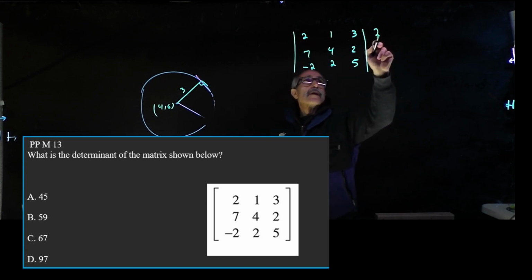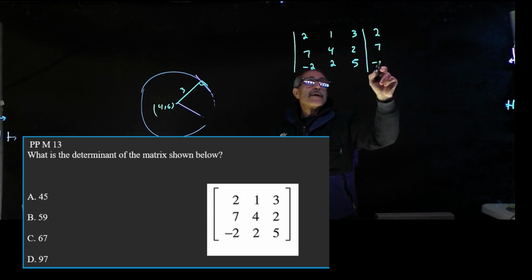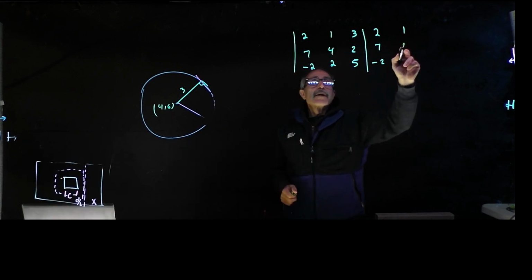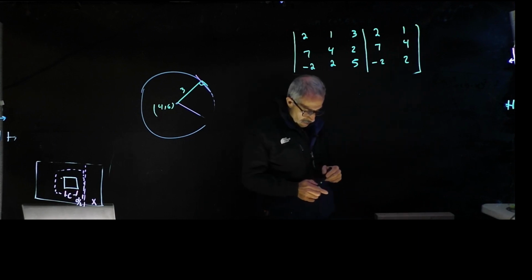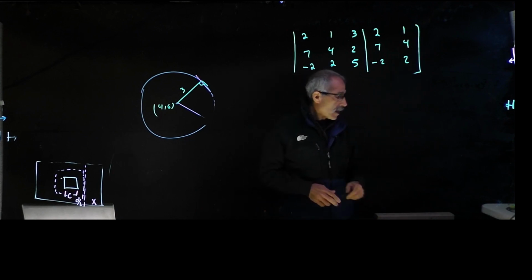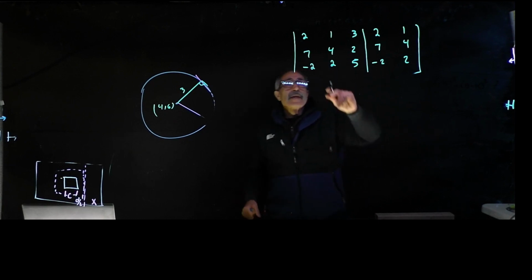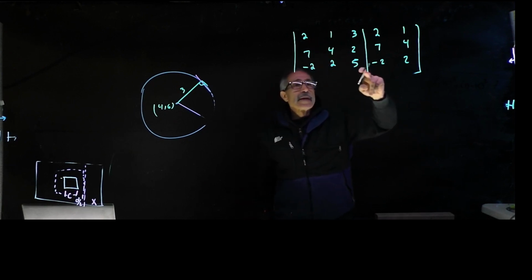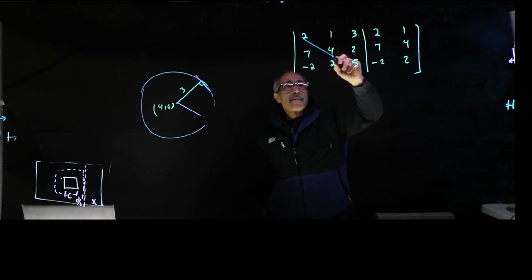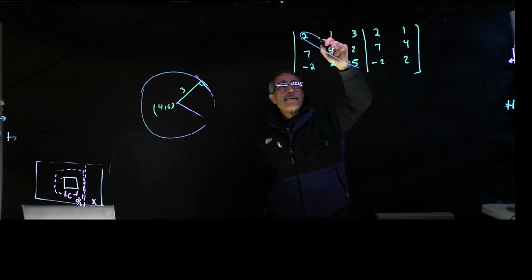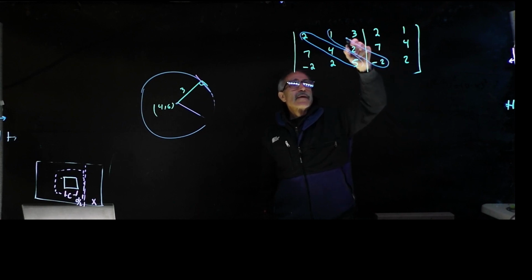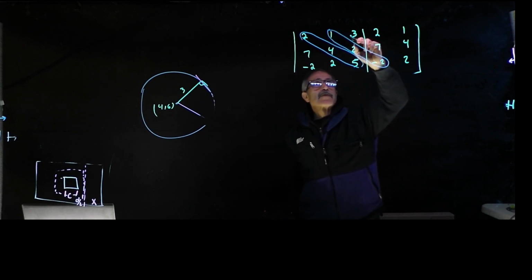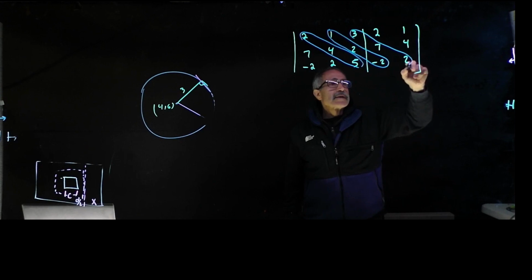2, 7, minus 2, 1, 4, 2. Okay? Then you come in and take this one and go diagonal. So there's going to be one right here. Now do the next one, so that's going to be 1 right here, involving this. And then do the next one, which is this one right here, involving this right here.